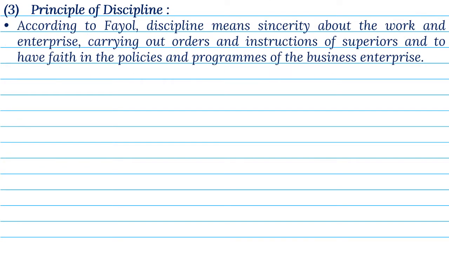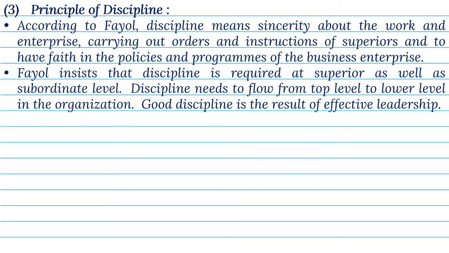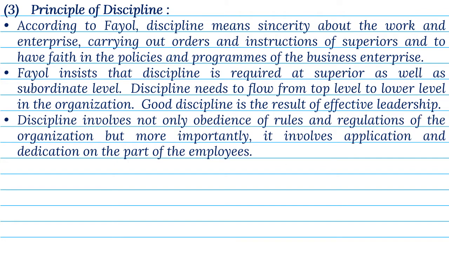3. Principle of discipline. According to Fayol, discipline means sincerity about the work and enterprise, carrying out orders and instructions of superiors, and having faith in the policies and programs of the business enterprise. Fayol insists that discipline is required at superior as well as subordinate level. Discipline needs to flow from top level to lower level in the organization. Good discipline is the result of effective leadership. Discipline involves not only obedience of rules and regulations of the organization, but more importantly, it involves application and dedication on the part of the employees.